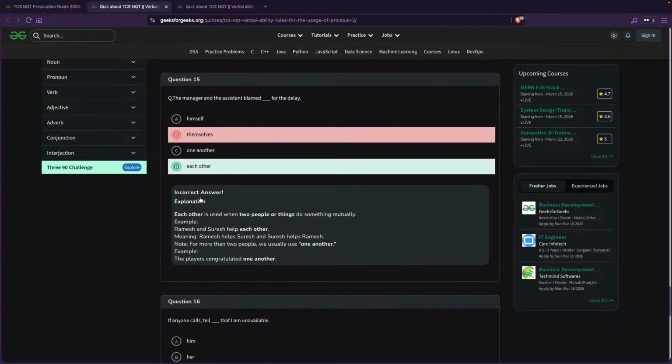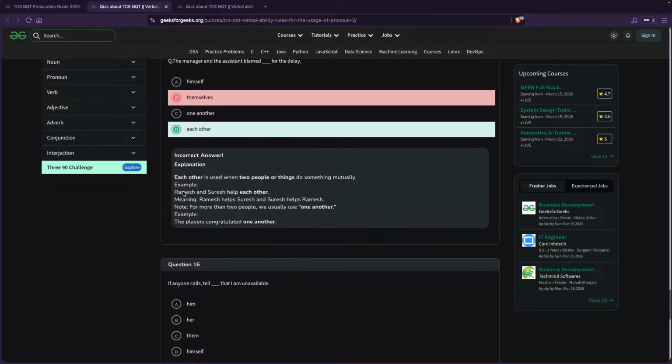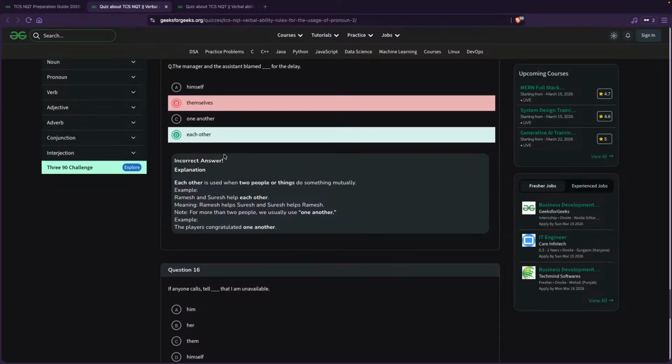But "each other" is used when two people or things do something mutually. Example: Ramesh and Suresh help each other, meaning Ramesh helps Suresh and Suresh helps Ramesh. Note, for more than two people, we usually use "one another." Oh yeah, I made a mistake in that.